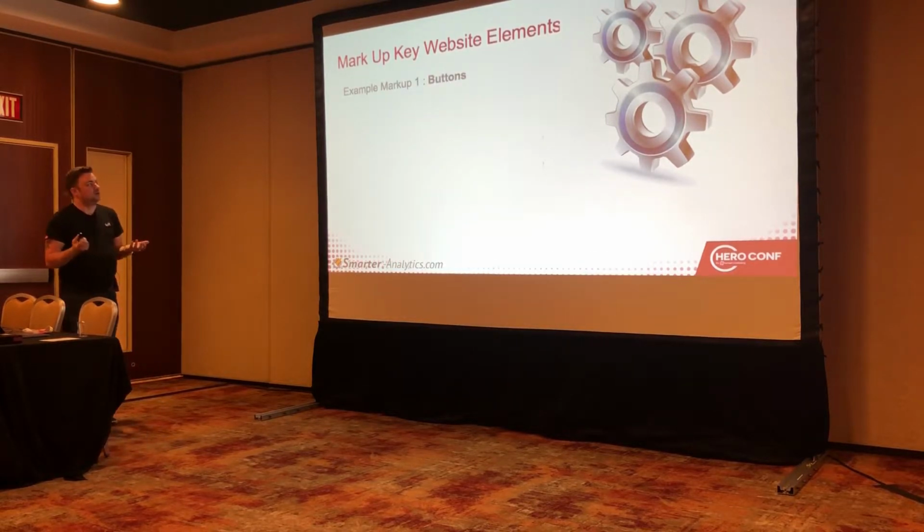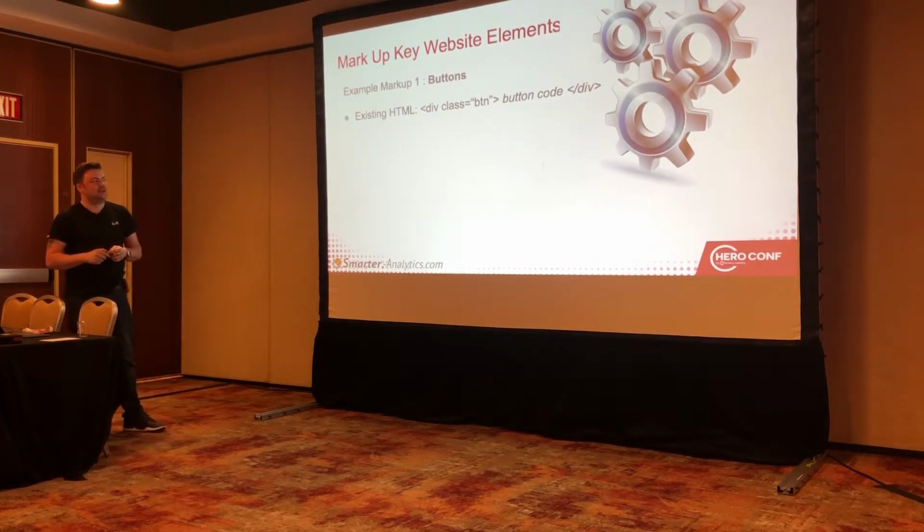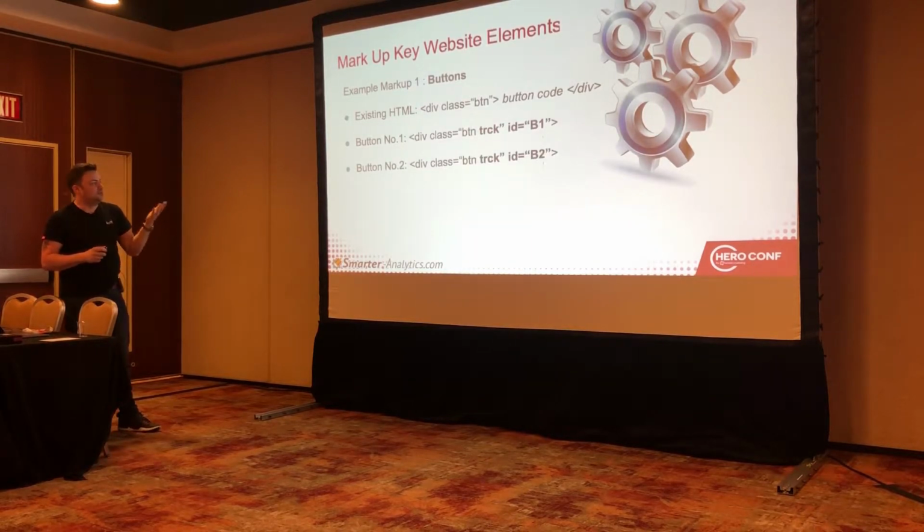Example 1, markup, say buttons. Existing HTML: div class equals btn, you've got the button code, closing div, right? So the new markup would be button, space, TRCK, and then add an ID, B1. Button number 2 might look like that, so B2.